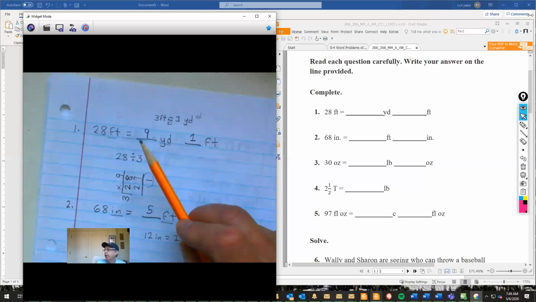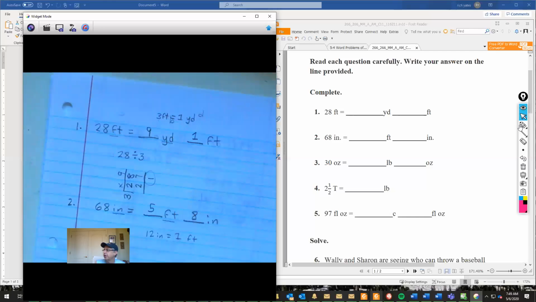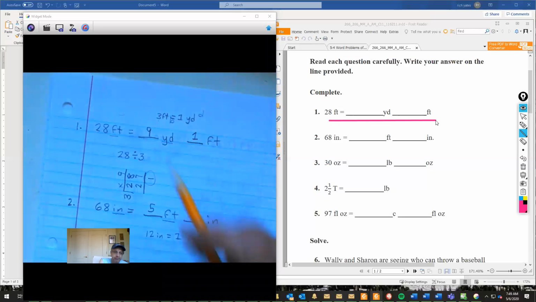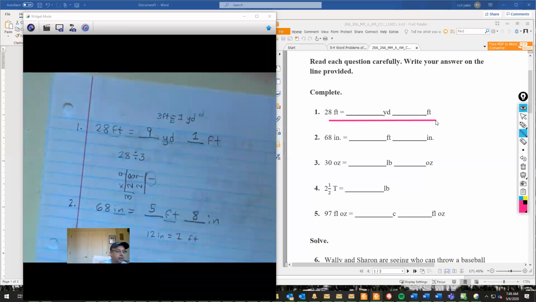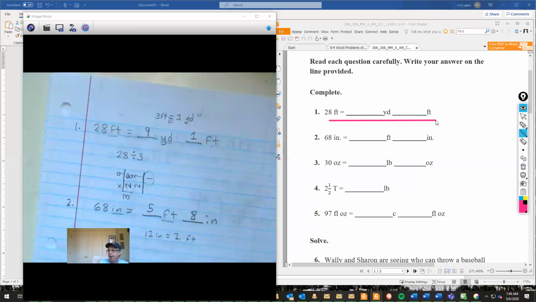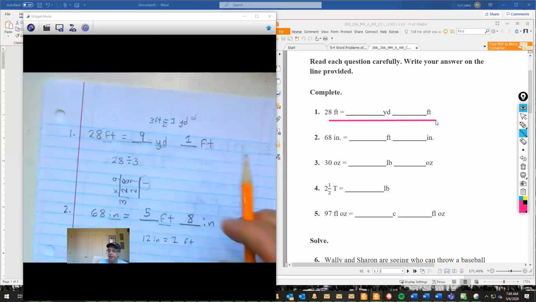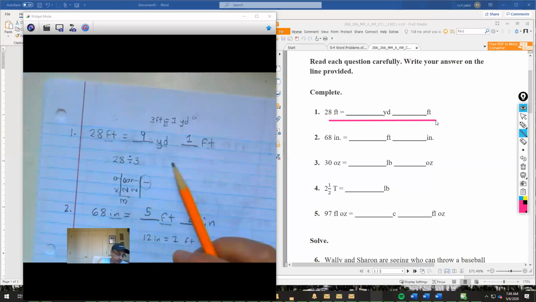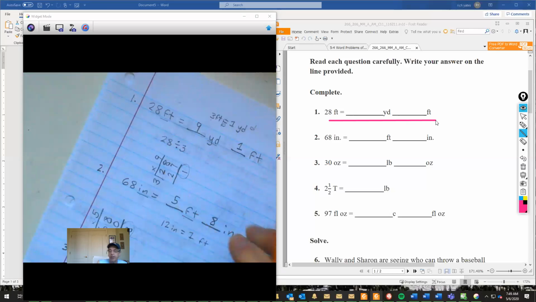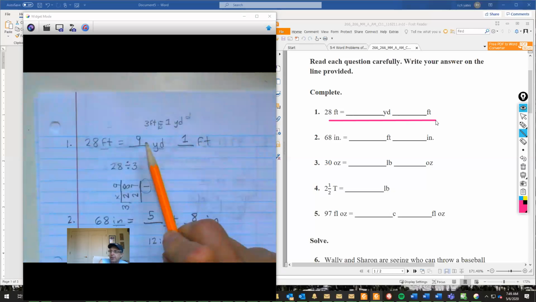First of all, number one, we're going to be doing 28 feet equals yards and feet. That's always a good indication that you can have a remainder, and you do. I divided 28 by 3, which is the number of feet in 1 yard, and ended up with 9 yards and 1 foot.